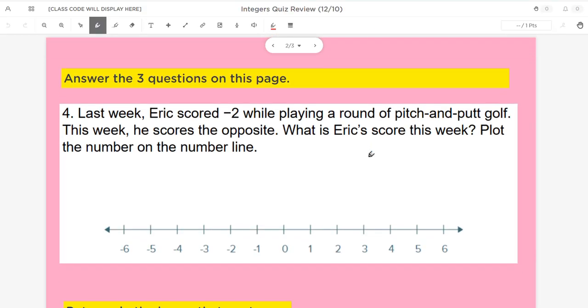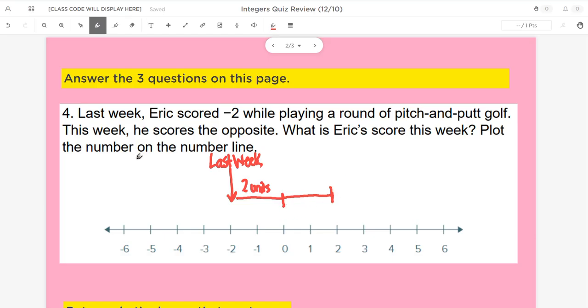Last week, Eric scored -2 while playing a round of pitch and putt golf. So last week, he scored -2. This week, he scores the opposite. So -2 to 0 is 2 units away. Right? So 0 to -1, -1 to -2. There's 2 units. So if he's going to score the opposite, we want to go that same distance from 0 in the opposite direction. So 1, 2.